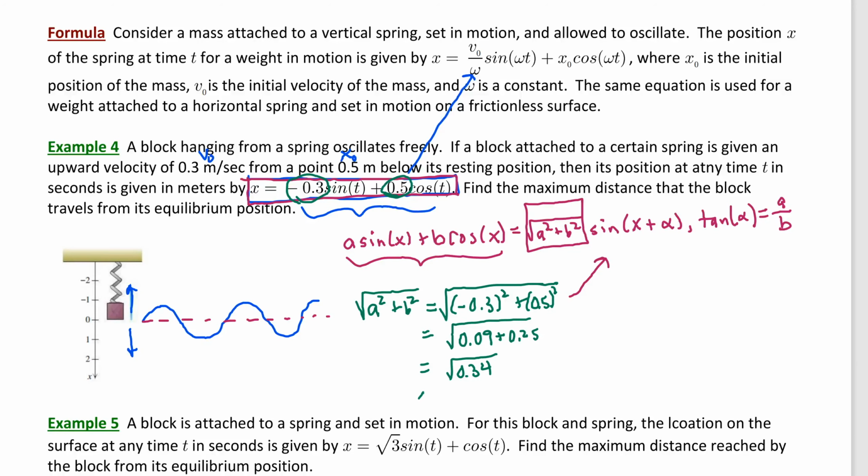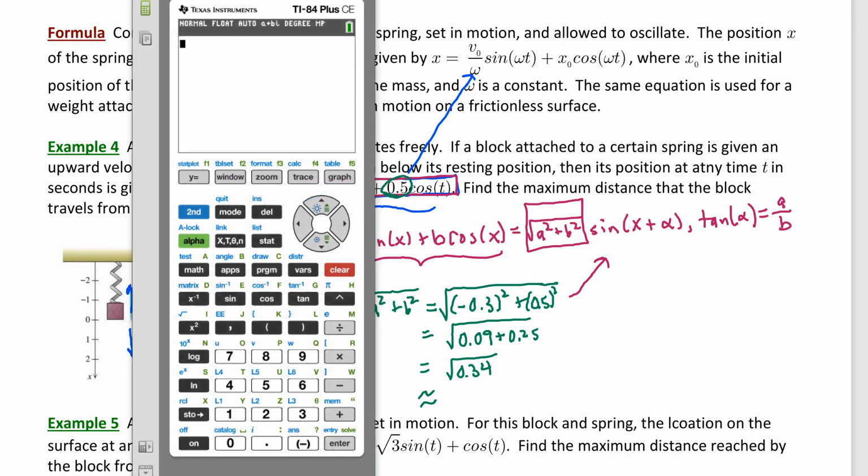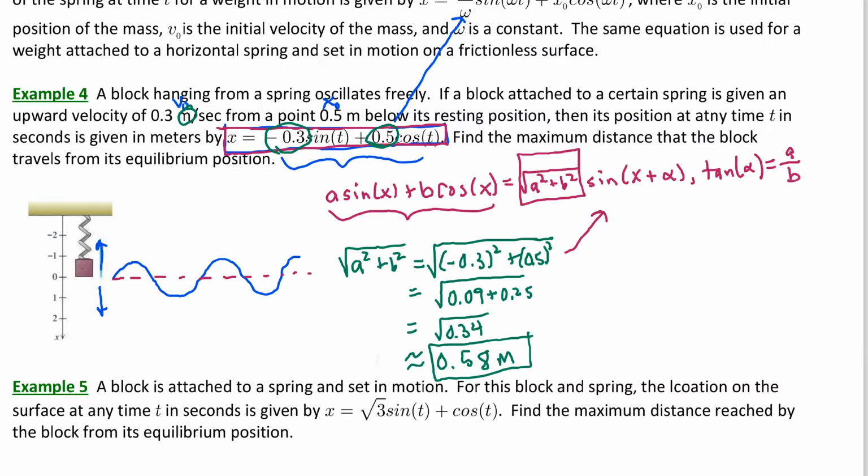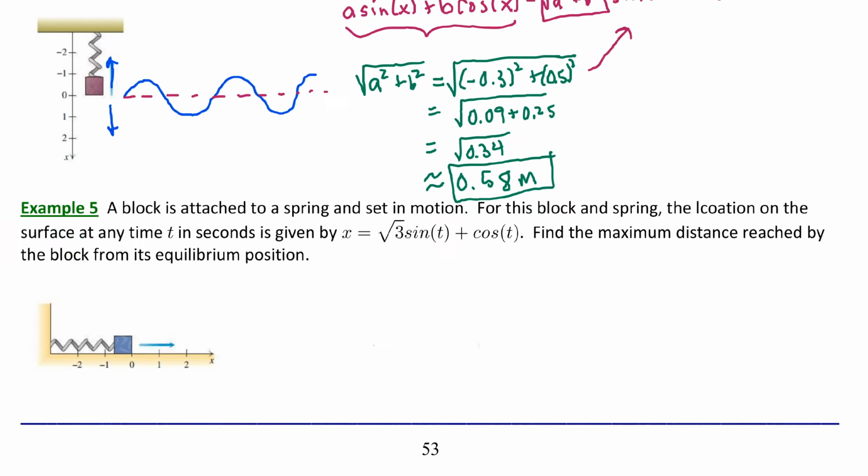Let's go ahead and approximate this with the calculator. So the square root of 0.34 is approximately 0.58. Recall that the linear distance was measured in meters in this problem, so we can say the maximum distance above and below the equilibrium position for this mass is 0.58 meters. Pretty simple. Let's look at an example of a horizontal model.